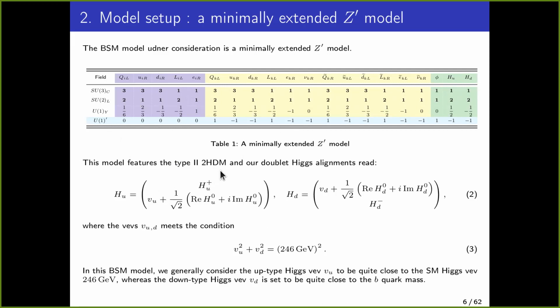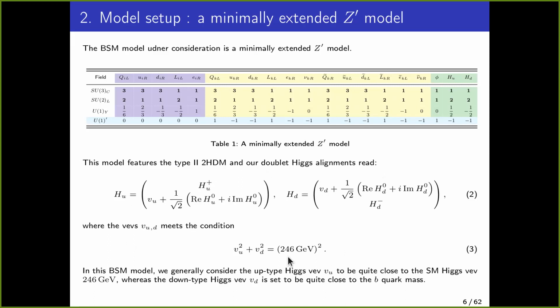And our doublet Higgs elements read in this way, both developing their VEVs. Similarly, the singlet flavon also has its VEV. So we have 3 scalars in this model, and the VEVs v_U and v_D meet the condition. This is the well-known condition, and our model also respects it.